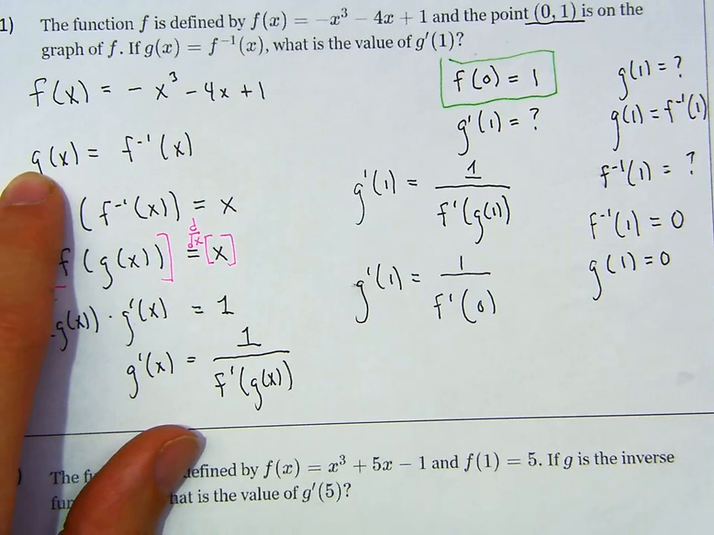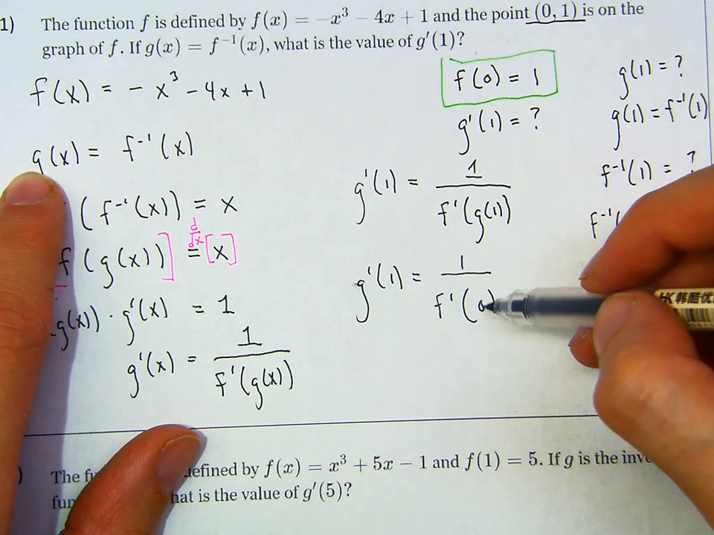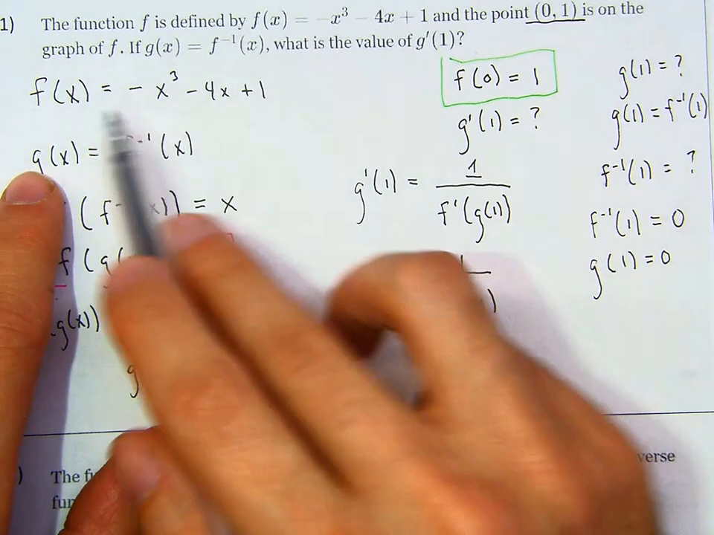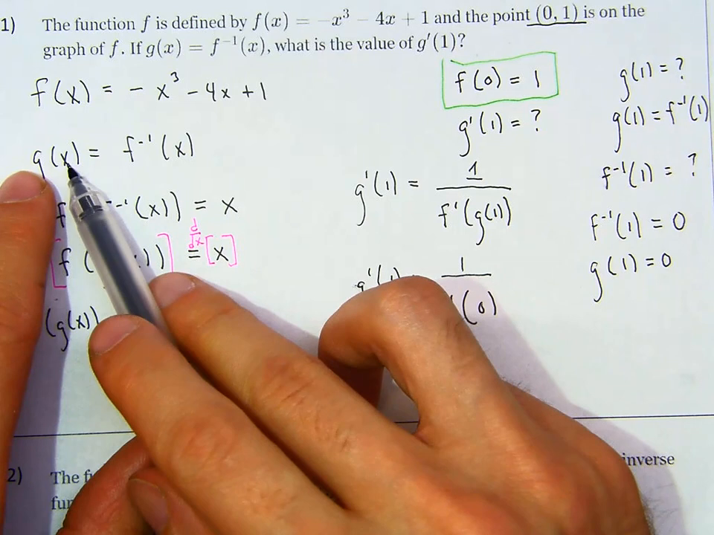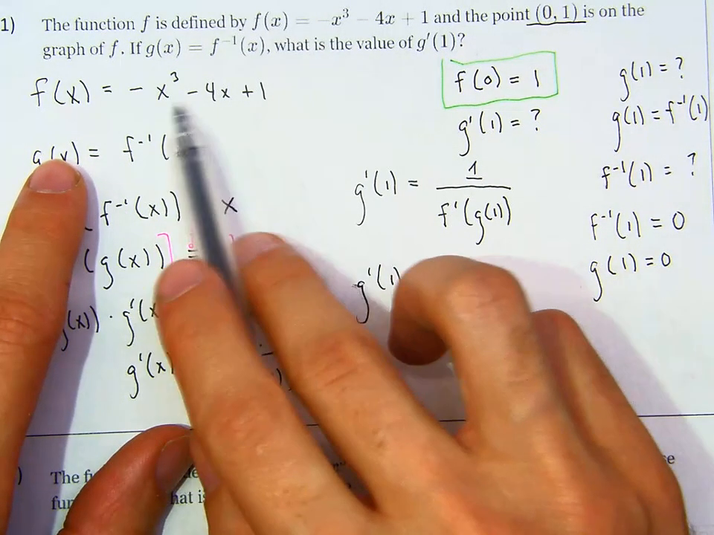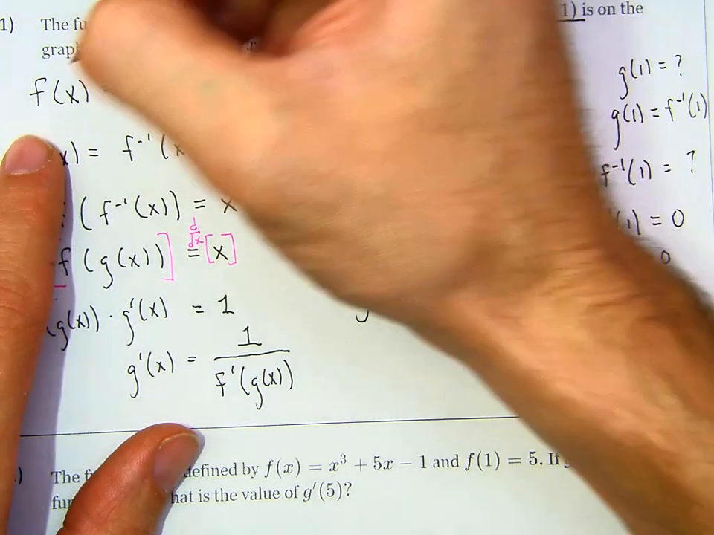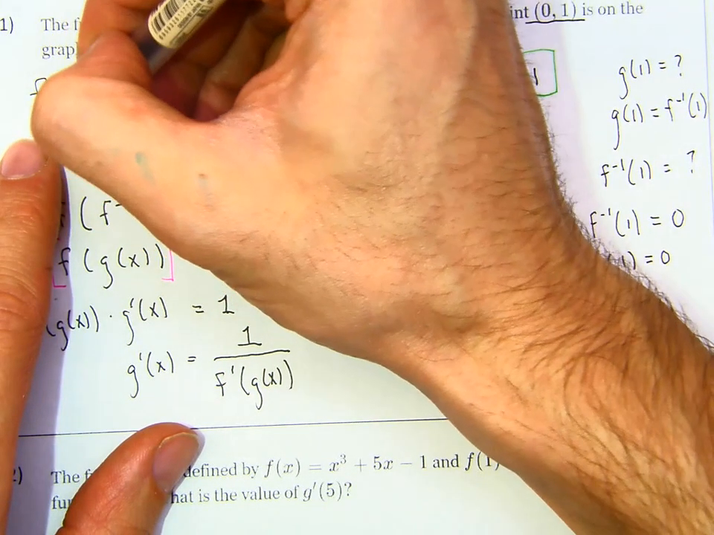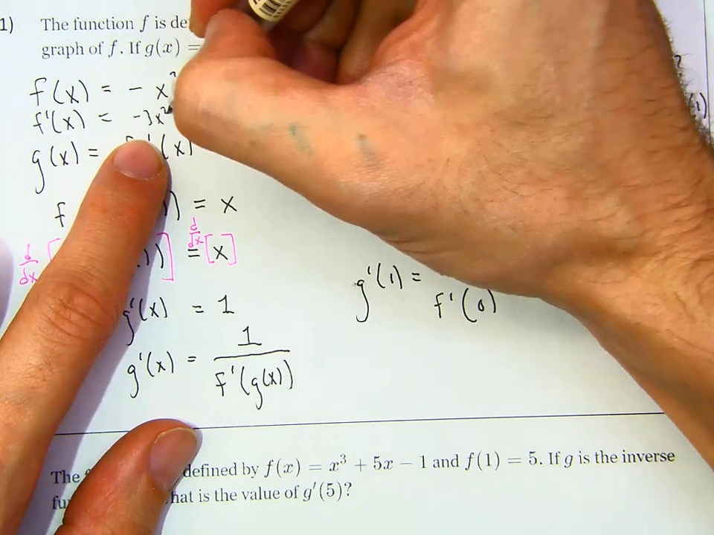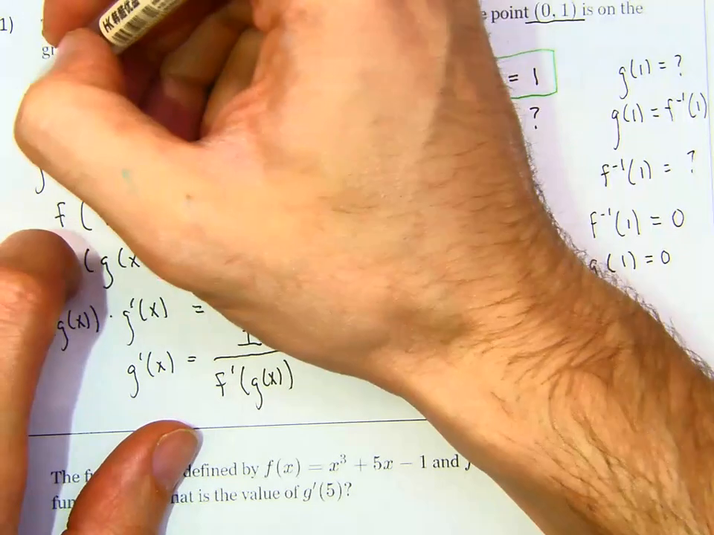Okay? Now, what happens here? This is f prime of 0. Do we know what f prime is, right? We don't know what the g function is. We just know it's the inverse of this. What the inverse of this is, we don't know. But do we know f prime of 0? What's the derivative of f? This is easy money. What's the derivative of f? Negative 3x squared minus 4. Right? So we know the derivative of f.